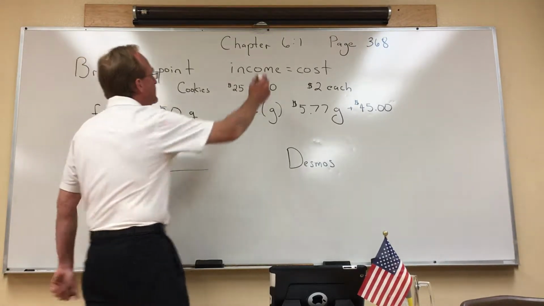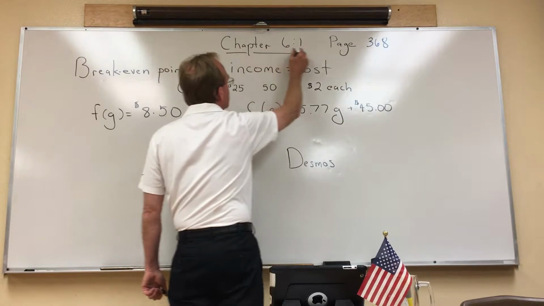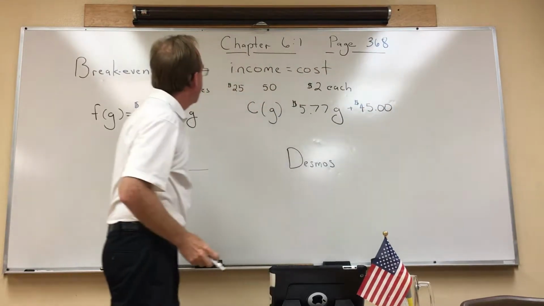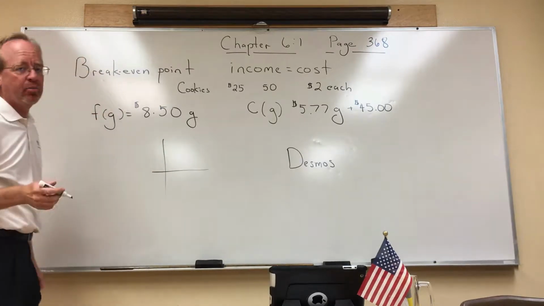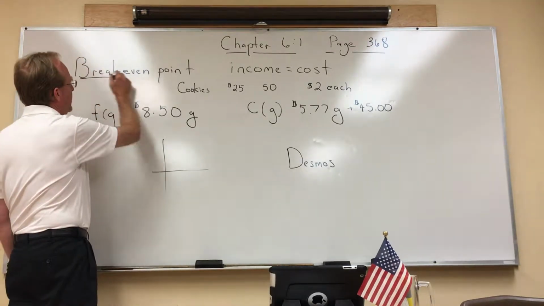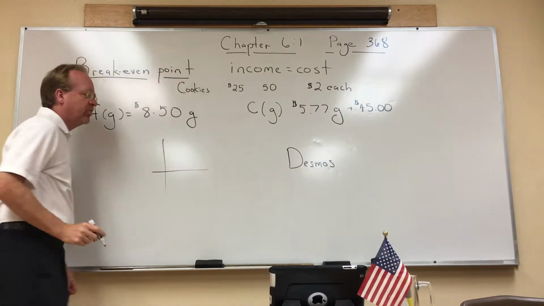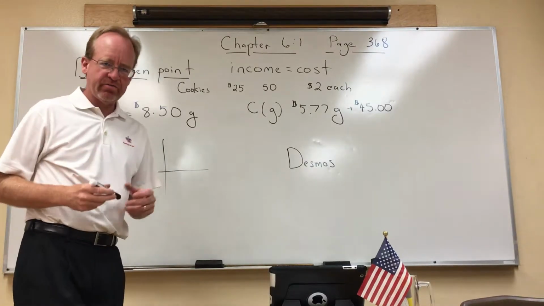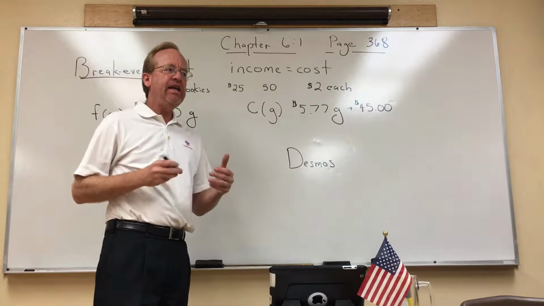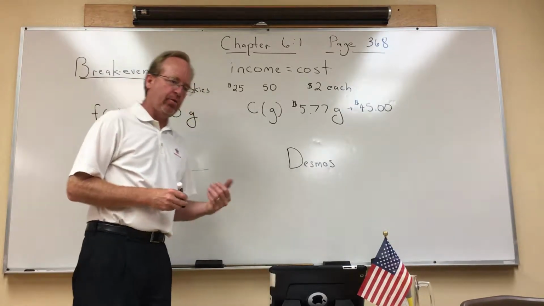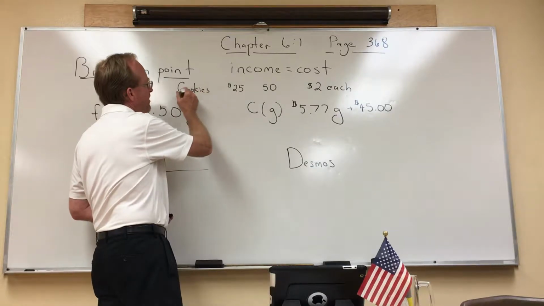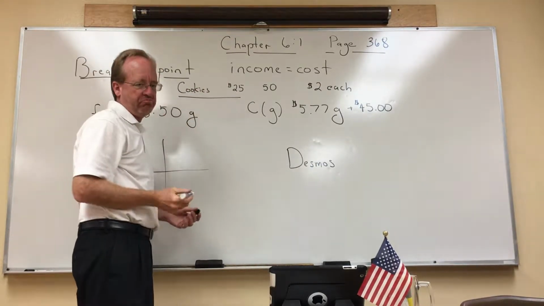So we're looking at chapter 6.1, lesson 6.1, and we're on page 368, and we're talking about break even in that page, break even point. And break even point is when the income that you make from selling something equals the cost that you paid for the goods. For example, let's say that you buy a box of cookies and it's $25, okay?